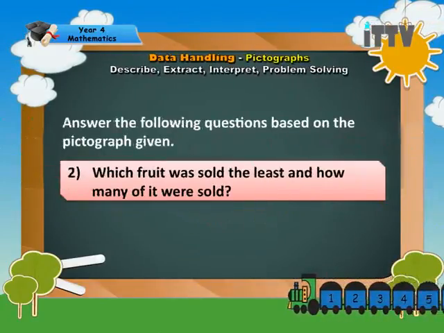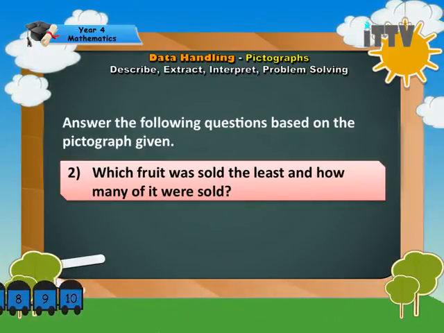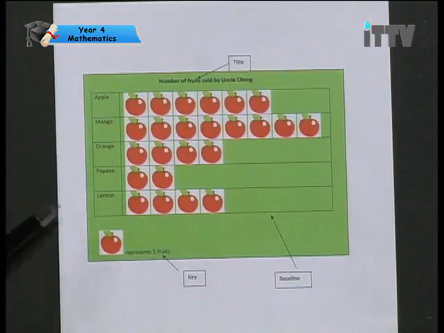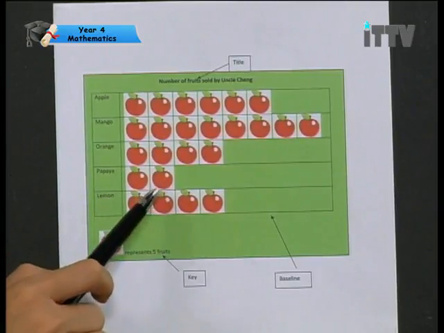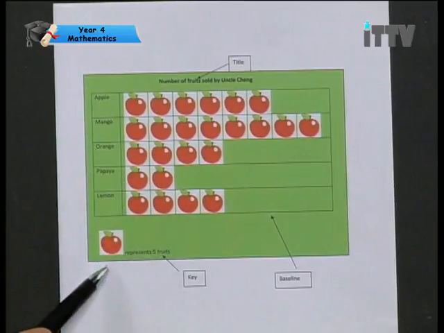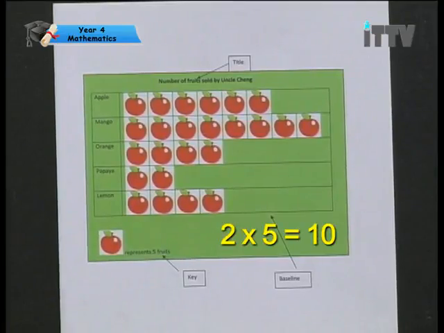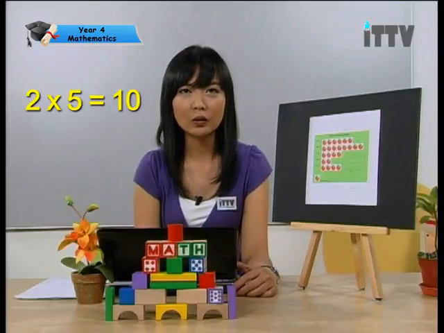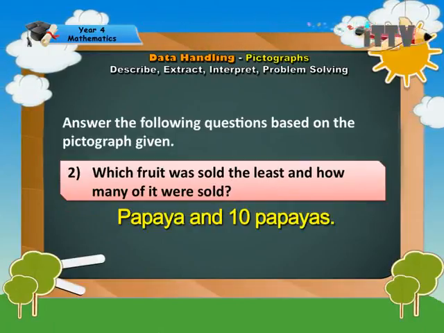Let's try another question. Which fruit was sold the least and how many of it were sold? I've given you the answer as well just now, right? So we look for the fruits with the least number of pictures. Which one is it? Papaya, right? 2 pictures only. But this is not 2 fruits, yeah? We have to look at the key. Each picture represents 5 fruits. So papayas will be 2 pictures. Therefore, 2 times 5 equals 10. 10 papayas were sold. So our answer will be papaya and 10 papayas were sold.